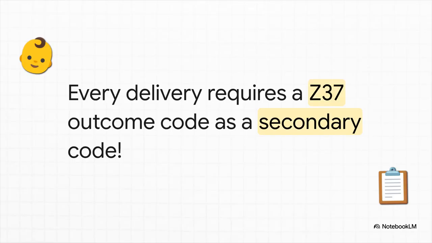And our final cheat code for Level 5. Every single delivery encounter mandates a Z37 outcome of delivery code as a secondary code on the mother's chart. Whether it's Z37.0 for a single live birth or Z37.2 for twins, it's mandatory. You can't skip it.